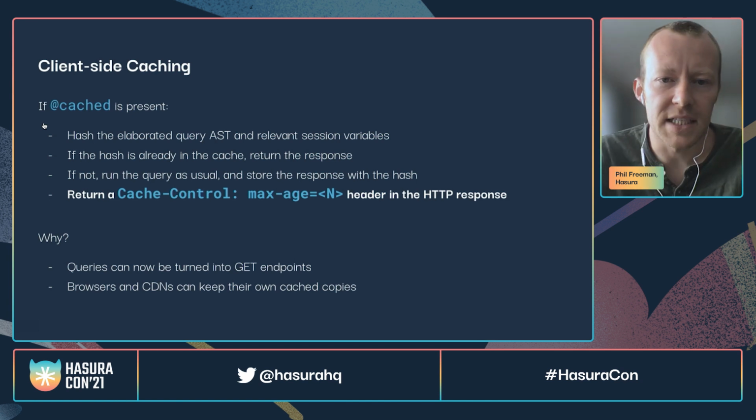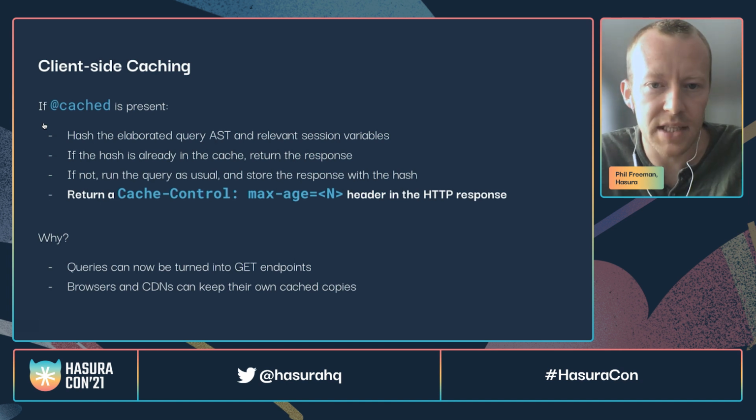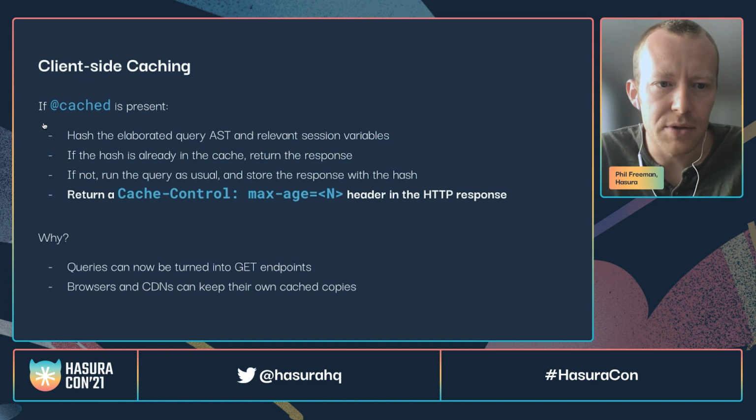One, there are some extensions that allow us to run GraphQL queries over GET requests, and then cache control headers do apply. And also, as of recently, we can now turn GraphQL queries into GET endpoints via a new feature called the REST endpoints feature that we added earlier this year.